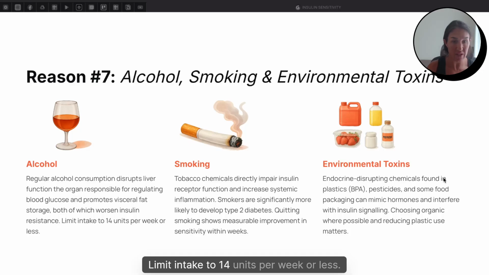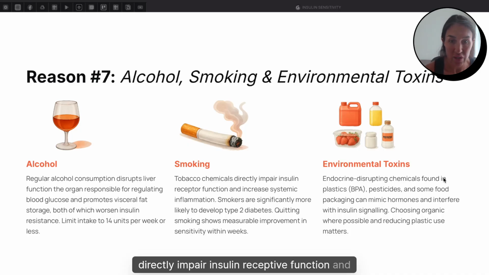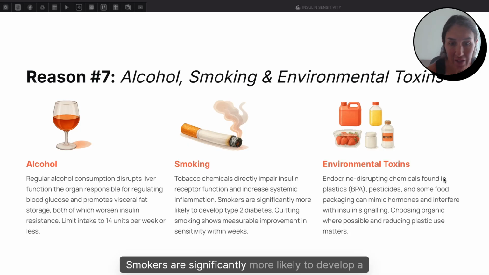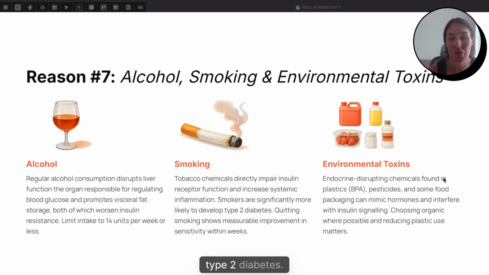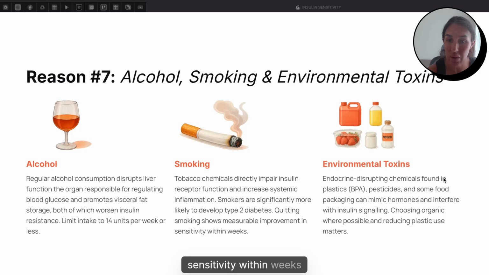Limit intake to 14 units per week or less. Smoking. Tobacco chemicals directly impair insulin receptor function and increase systemic inflammation. Smokers are significantly more likely to develop type 2 diabetes. Quitting smokers show measurable improvement in sensitivity within weeks.